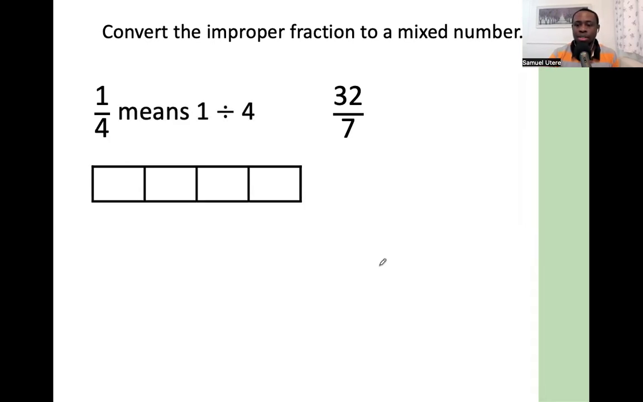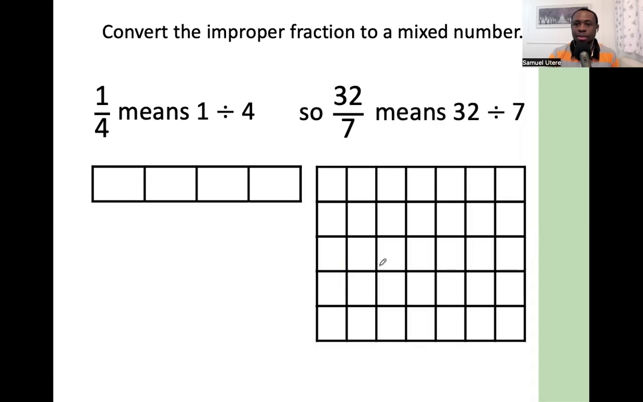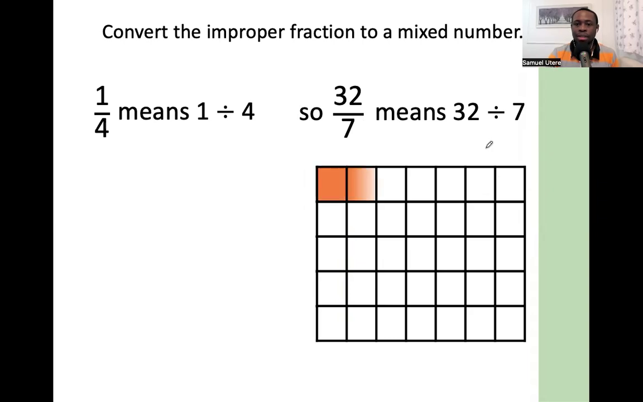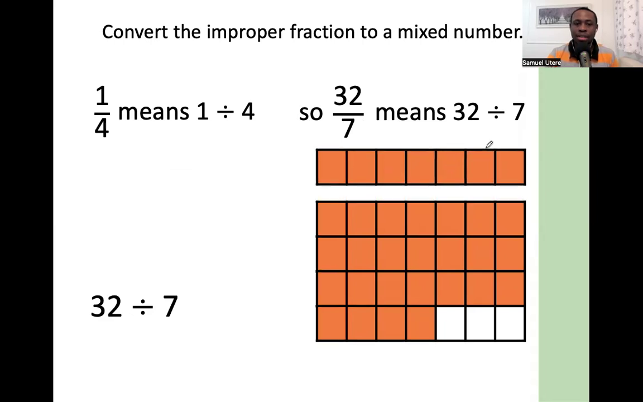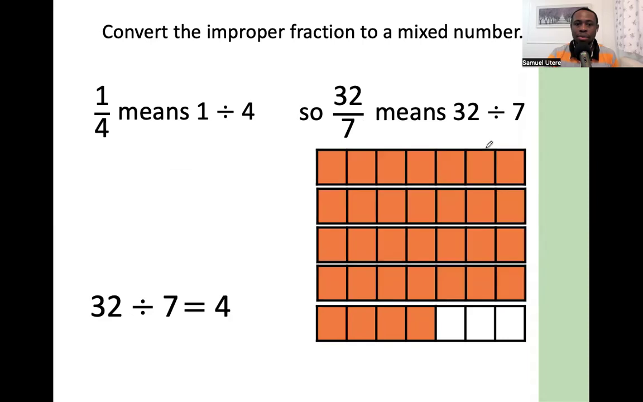So 32 over 7 would mean 32 parts, which we divide into 7 equal parts. You know the 7 represents the number of parts we split the thing into. So if we do that, 32 divided by 7 will give us 4. And our remainder is 4, which means we have to write 4 out of 7.